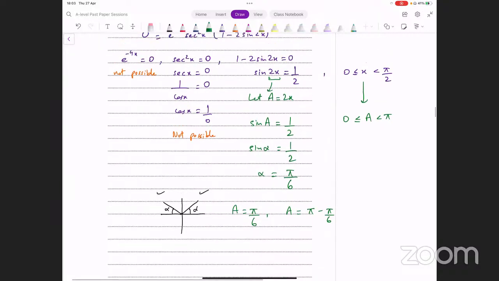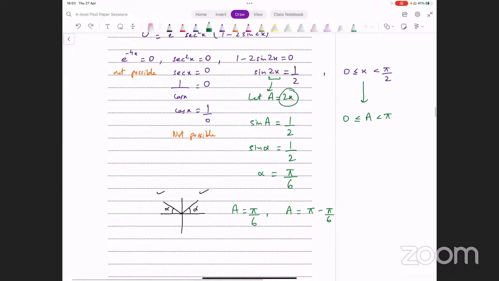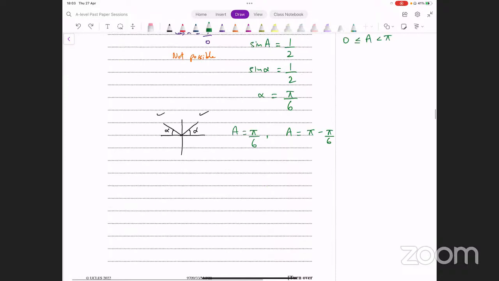अब हम क्या करेंगे? वापस सब्स्टिट्यूशन इनपुट कर दें. a was 2x, तो 2x वापस डाल दें इसके अंदर. You get 2x equals pi over 6 and 2x equals 5 pi over 6.